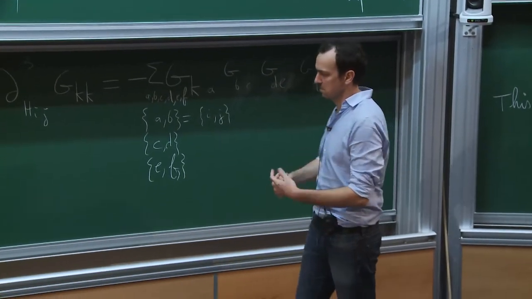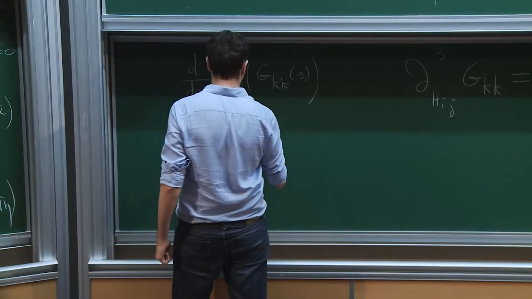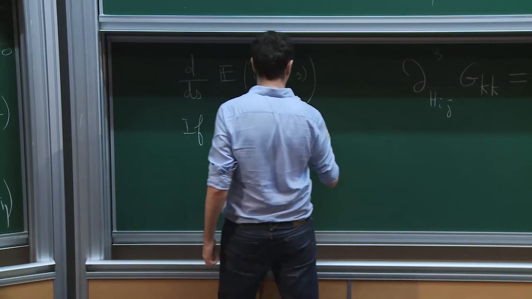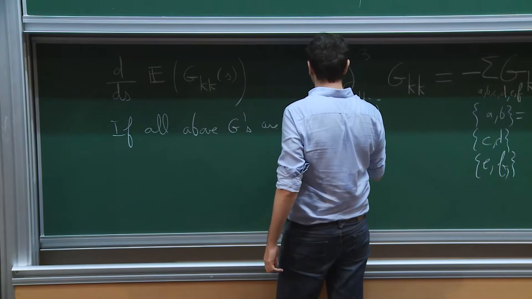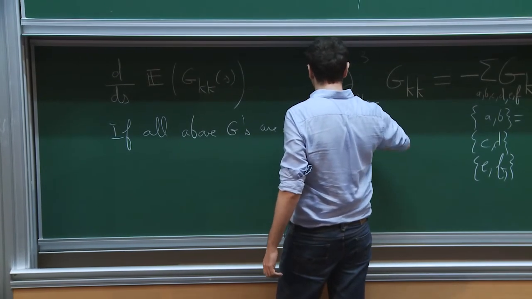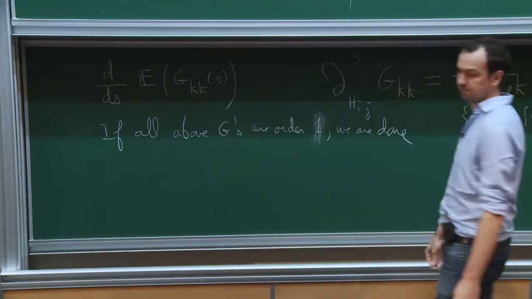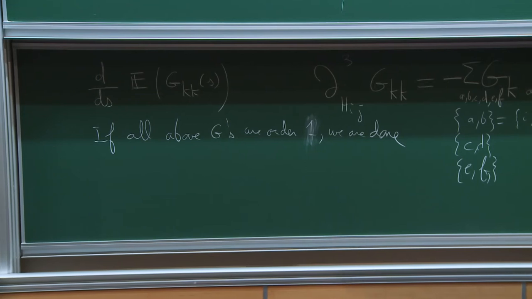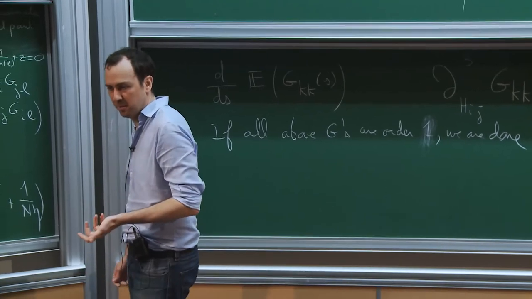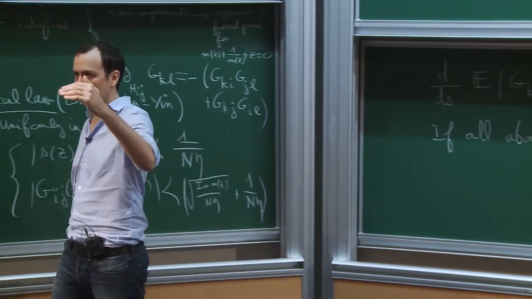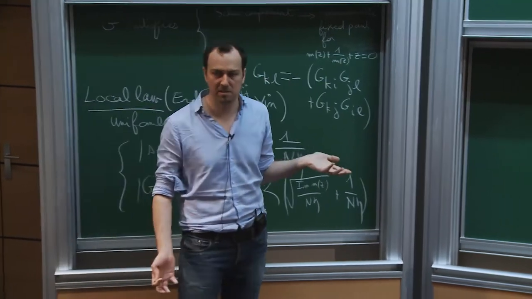If any of these G's is of order 1, we are done. The problem is that the local law gives you G in the mesoscopic scale, but here my G is exactly on the microscopic one. So how do you understand the size order of G in a slightly smaller scale from the bigger scale? In general, this is not something possible.